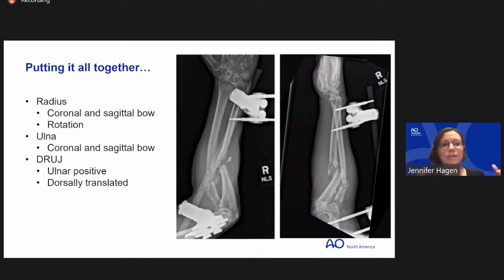So if you want to think about how to plan it, you just go down stepwise, like all the things we need to correct. We know that we need to correct the radius in the coronal and the sagittal bow. We probably need to look at rotation, because we can't judge the rotation on our imaging. We also need to correct the ulna in the coronal and the sagittal bow. And then we want to pay some attention to the DRUJ when we're finished, to make sure that we're ulnar neutral if possible and correct that dorsal translation.